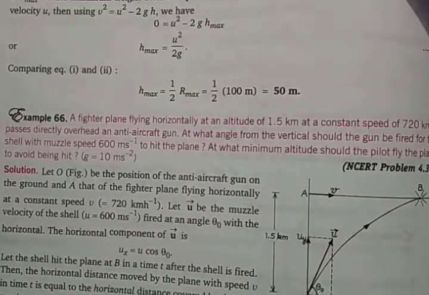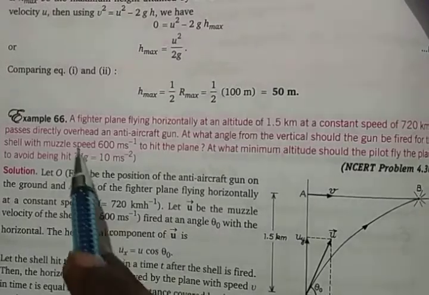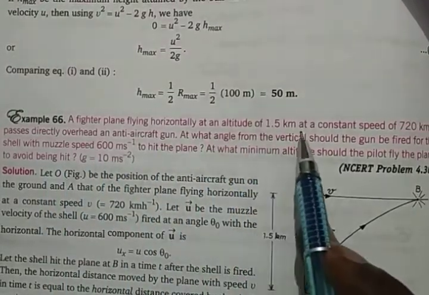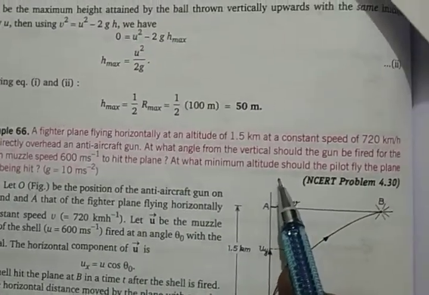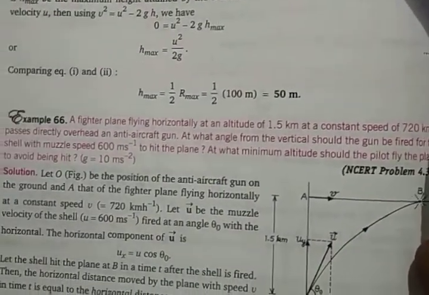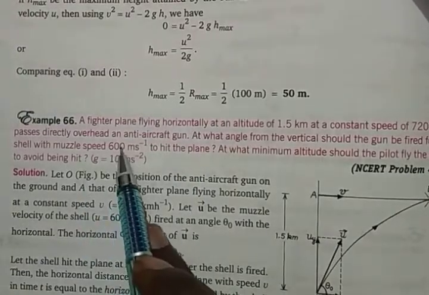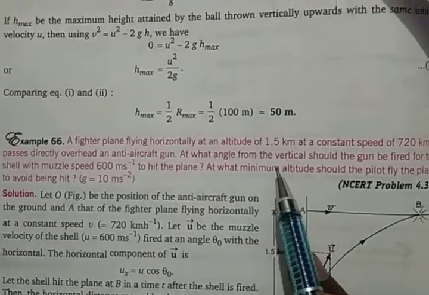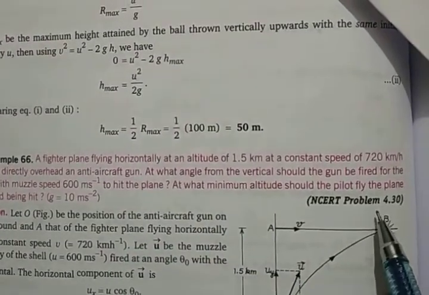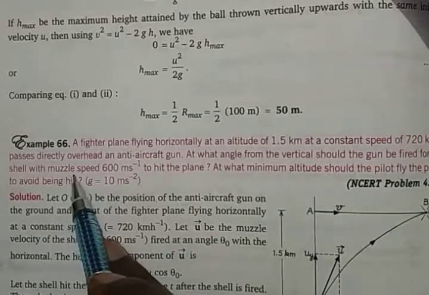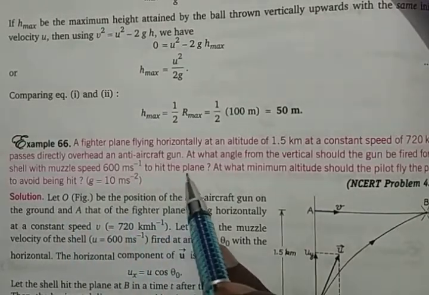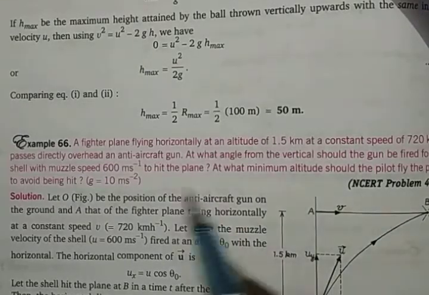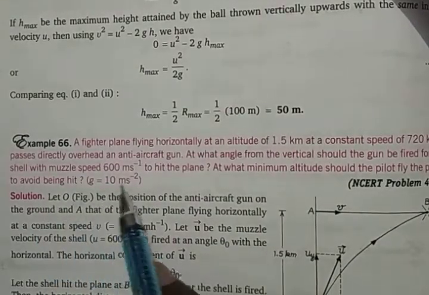So you see here a fighter plane, question number 66. A fighter plane flying horizontally at an altitude of 1.5 kilometers at a constant speed of 720 kilometers per hour passes directly overhead an anti-aircraft gun. At what angle from the vertical should the gun be fired for the shell with muzzle speed of 600 meter per second to hit the plane? At what maximum altitude should the pilot fly the plane to avoid being hit? g is equal to 10 meter per second square.